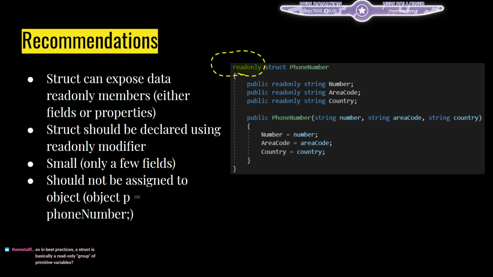So when you assign structs, always assign them as is and not to some abstracted version of struct. Don't assign structs to objects because it's bad for performance. Just assign them to whatever type there is. For example, don't say object phone is new phone number, but just say phone number phone is new phone number. We'll talk about this operation called boxing in particular later.